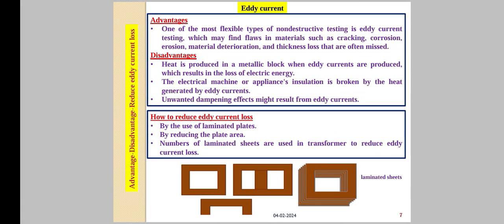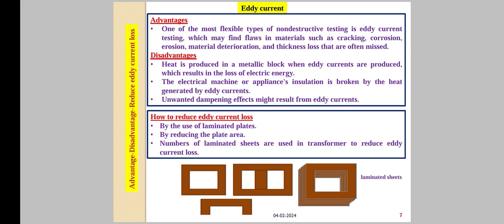So what is the advantage? By using eddy current testing, which is a very flexible test and a non-destructive test, we can easily find out flaws in the material, such as cracking, corrosion, erosion, material deterioration or thickness loss. Everything we can find out by using this test. So this is one advantage of the eddy current test.